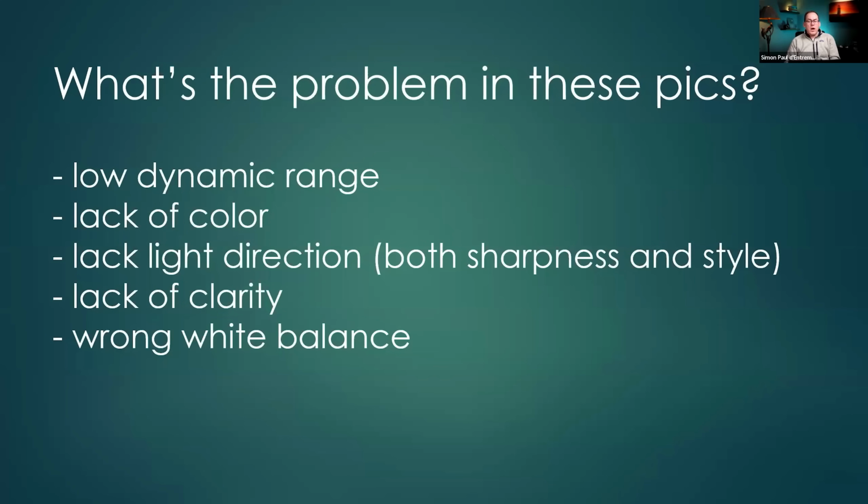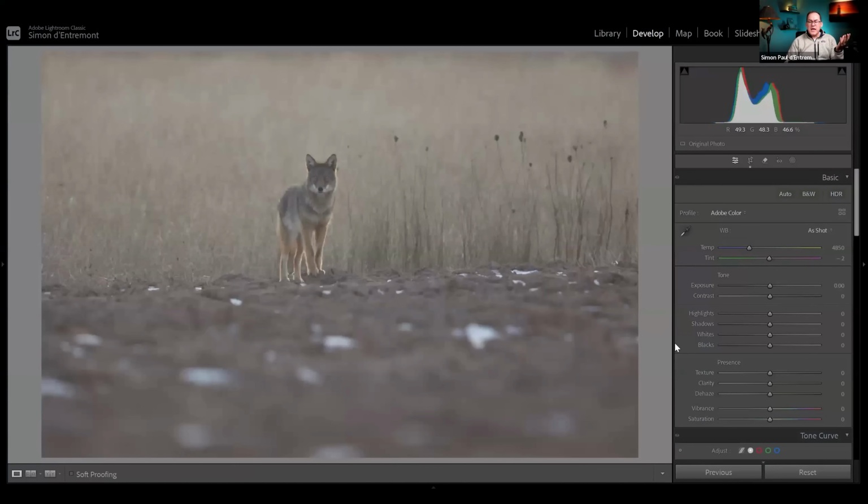So what's the problem in the photos that are kind of dull? Usually there's a lack of dynamic range. The color's very muted. There's no light direction, and light direction gives you both sharpness and it gives a style to the photo. There's a lack of clarity in the photo, and the white balance may be totally out of whack.